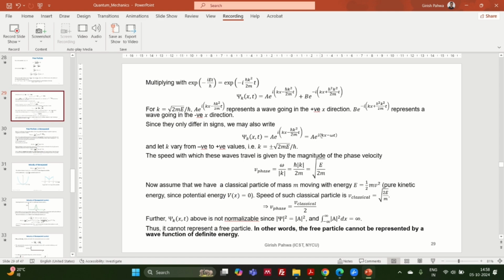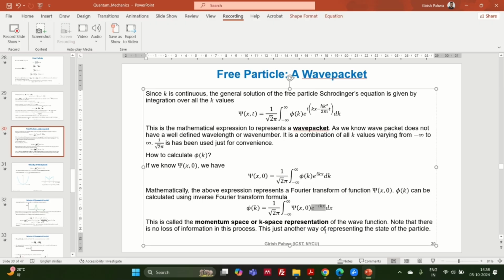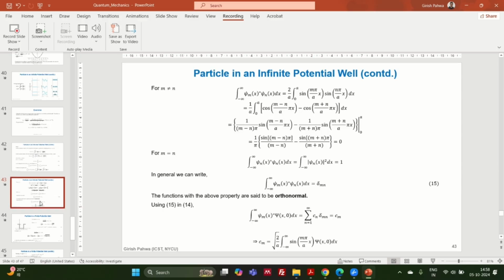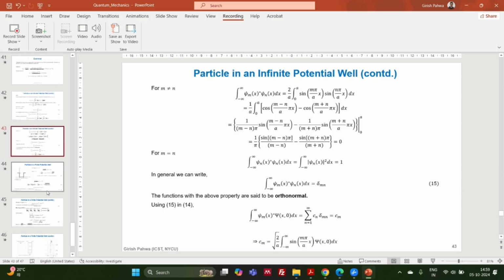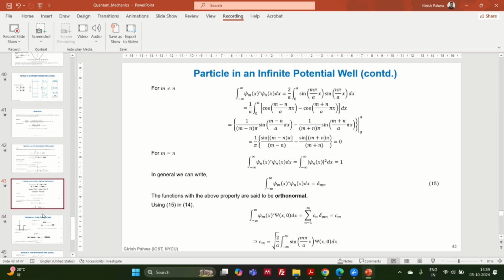So what do I get? e to the power minus iota kx, and that's what it is. You multiply it with psi of x comma 0 and integrate over minus infinity to infinity. This is a constant, so don't worry about it. That gives you the coefficient. So what I'm showing you is a generalized way of calculating these coefficients, whether you have a summation or an integration. We call this the inverse Fourier transform.